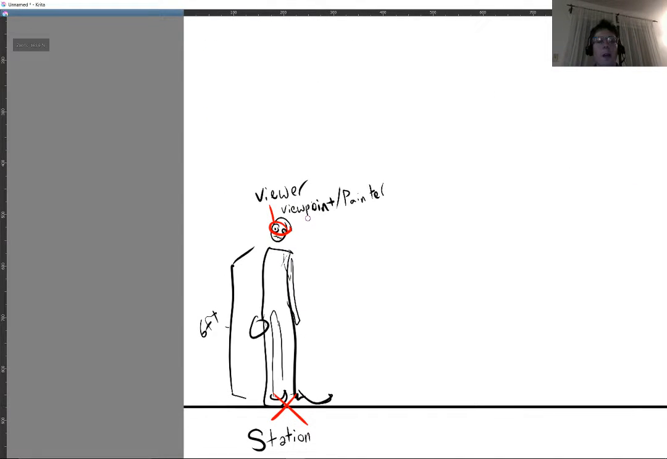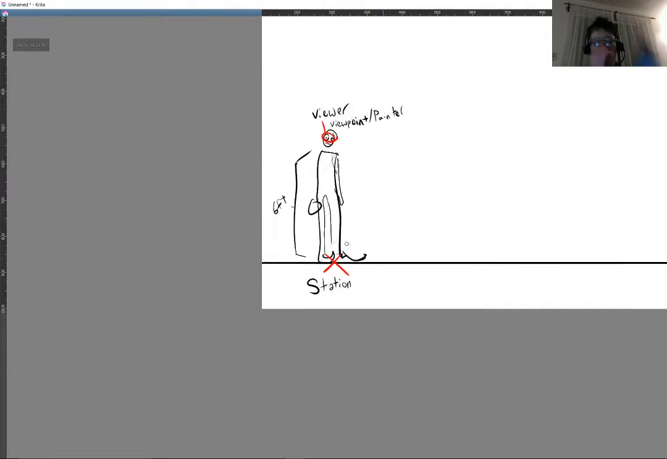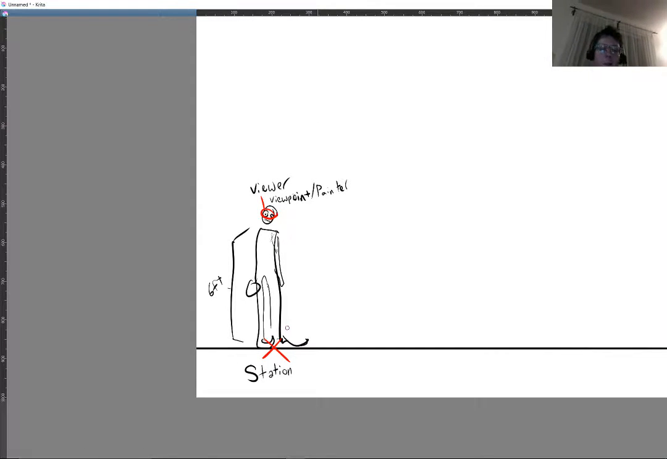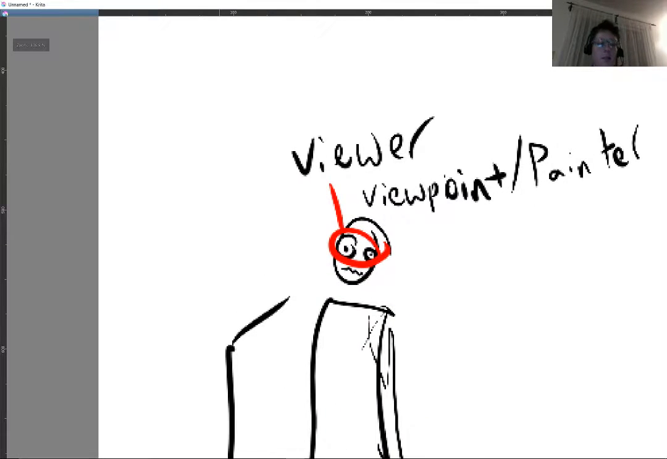Now, what's important about this is a couple things. First off, again, assume that we put this viewpoint up 6 feet. If suddenly a mountain grew up, you would be 1,006 feet. Let's say he's standing on a second story of a building. That's going to make him 6 feet plus, however tall a second story building is.